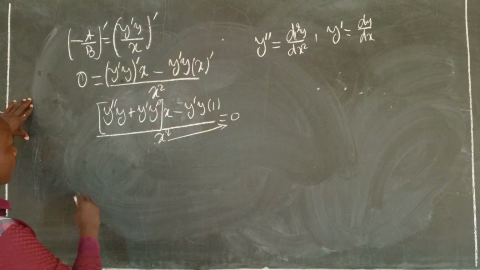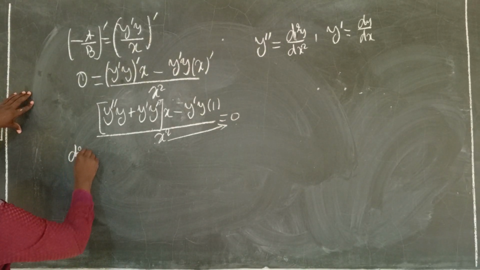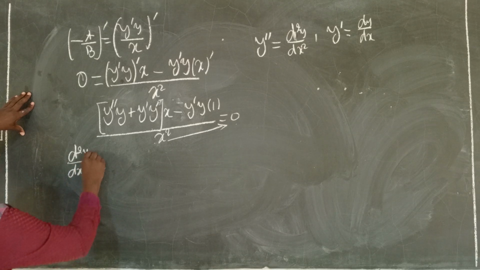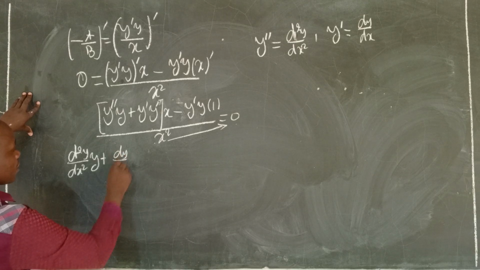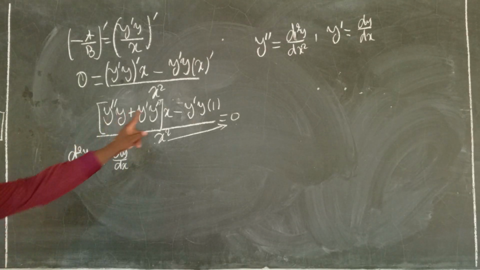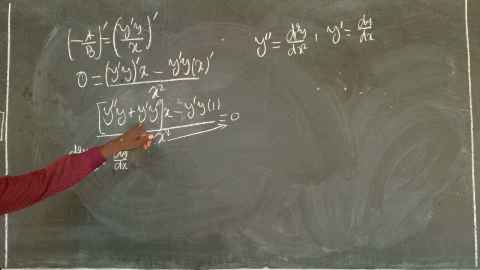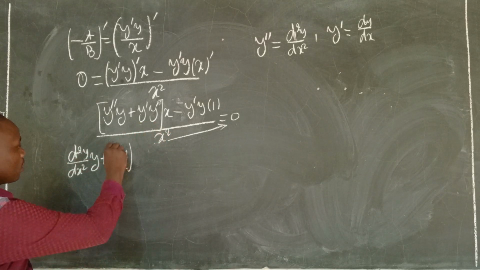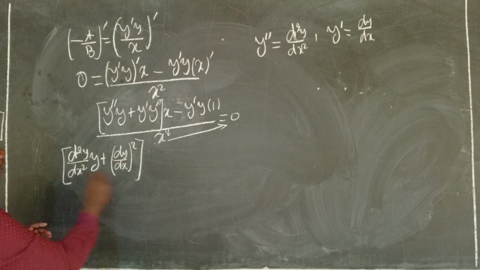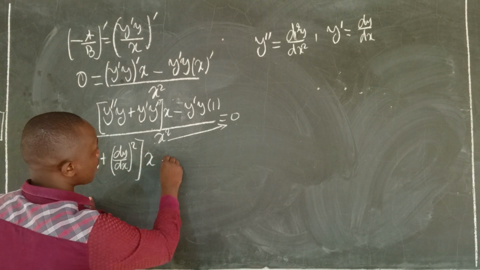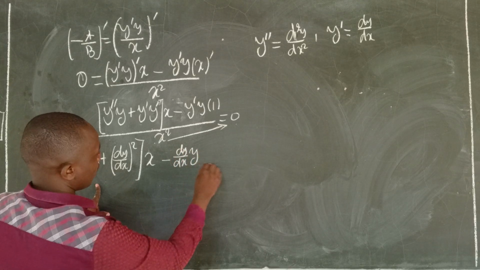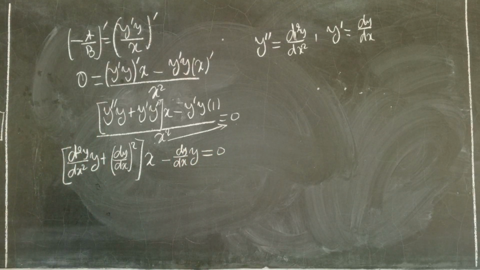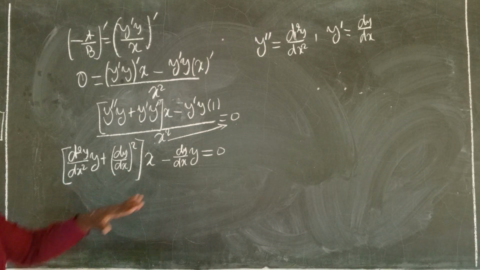Okay, look. Here we have the second derivative of y with respect to x times y, plus this is the first derivative of y with respect to x. This is similar to this. Since we want to multiply them, this will be power 2 times x, minus this dy/dx times y, and this will be 0. Our differential equation will be looking like this.